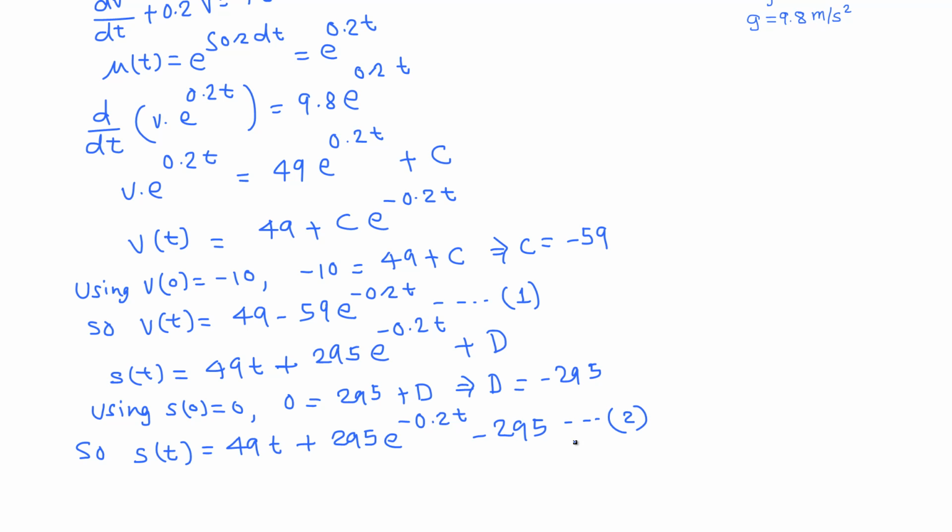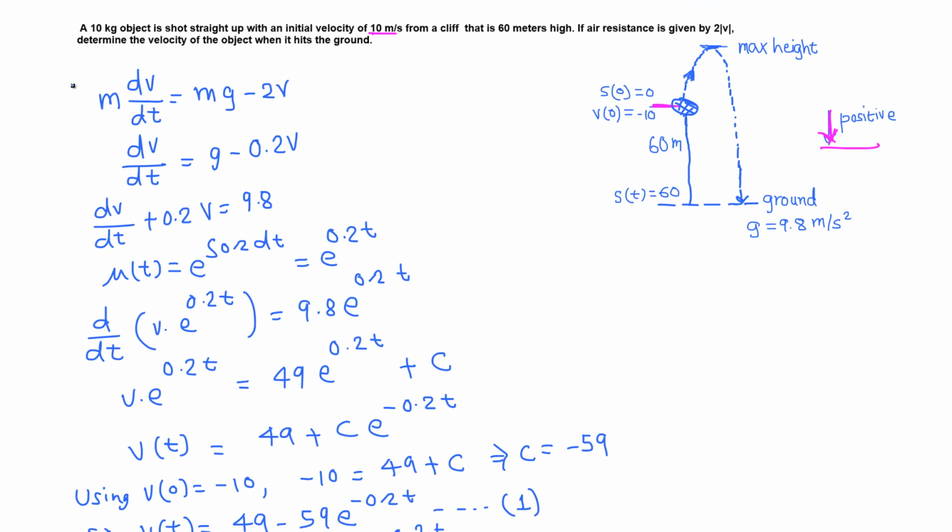Let's go back and read the question and see what is being asked. Determine the velocity of the object when it hits the ground. When it hits the ground, we need to know the time first, how long it takes to get to the ground. Once we have the time, we plug that time into the velocity equation, which is equation 1. We know that for the ground the height will be 60 relative to this. So we set the height equals 60 and solve for t. Then once we have t, we plug that into the velocity function and find the velocity.